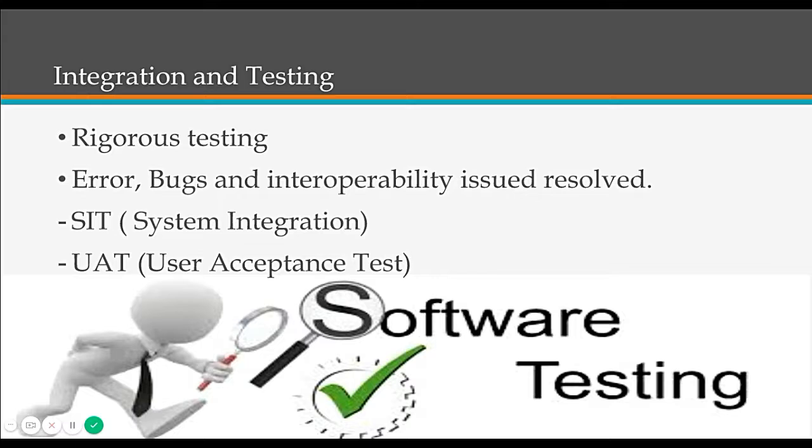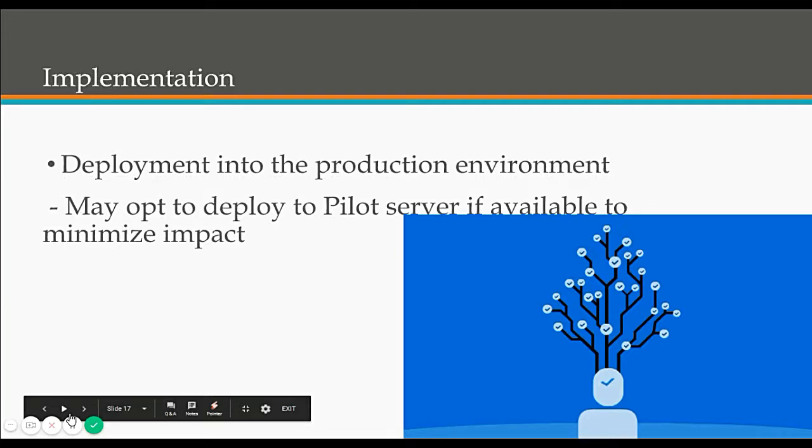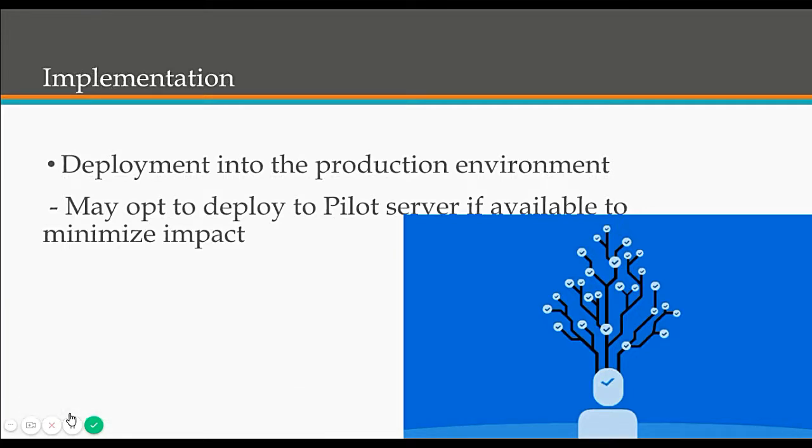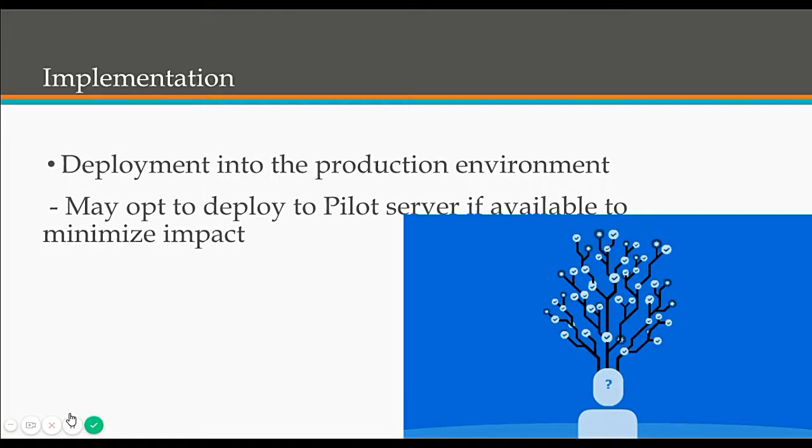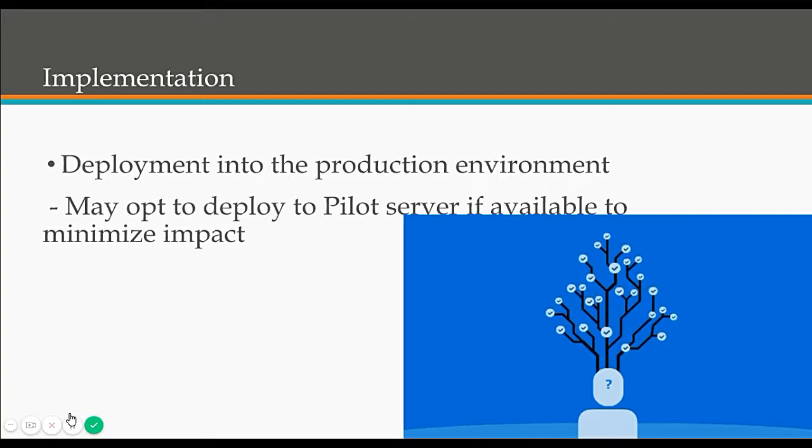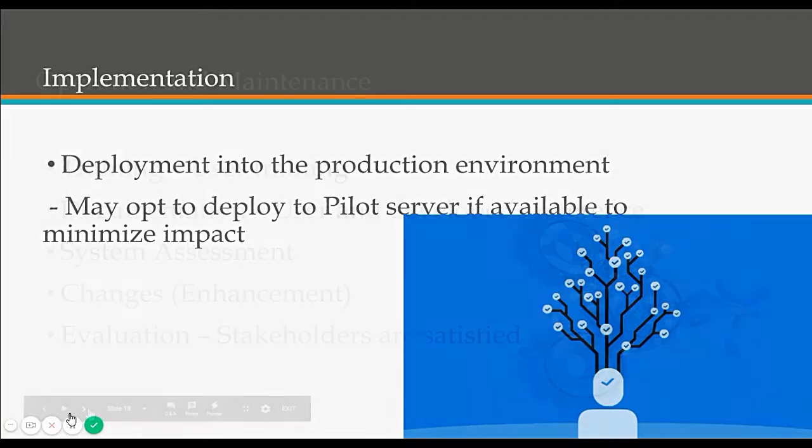Next is UAT or user acceptance test. Users will actually test, to see whether it fits their workflow, their functional requirements, and so on and so forth. Implementation. Finally, it's actually the deployment into the production environment. We opt to deploy to a pilot server if available to minimize impact. People want to be sure of something, so they deploy to the pilot server, and if everything is fine, then they will deploy it to the main server.